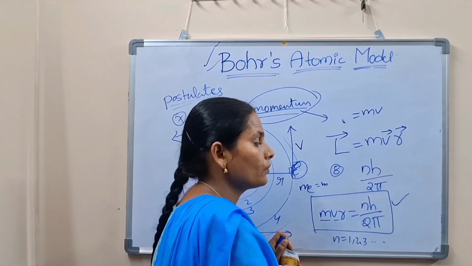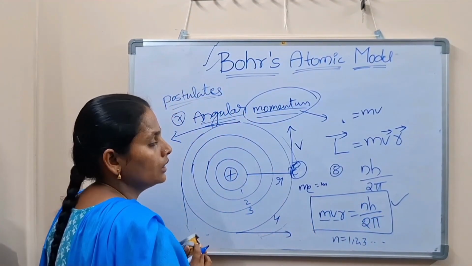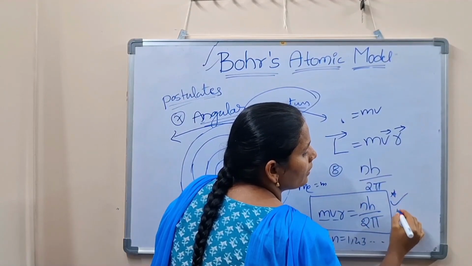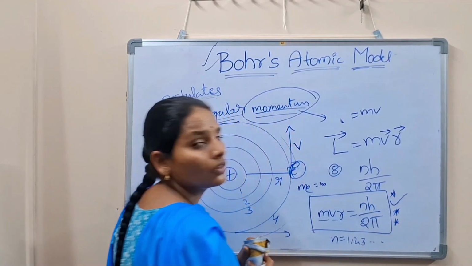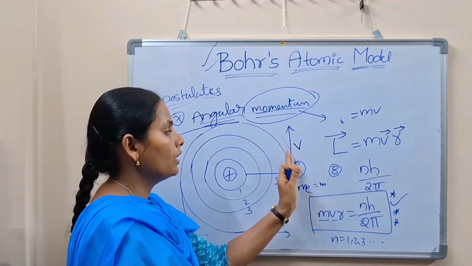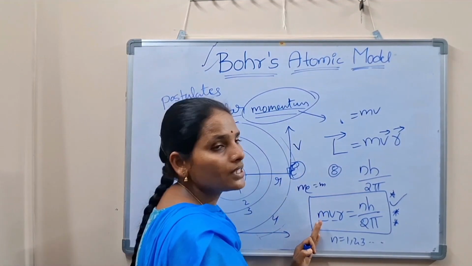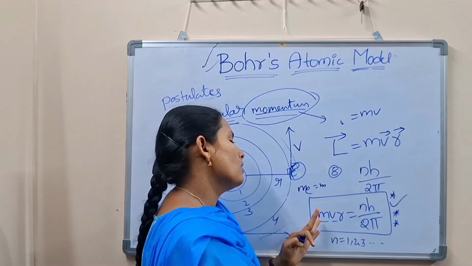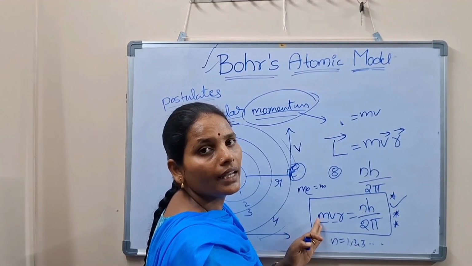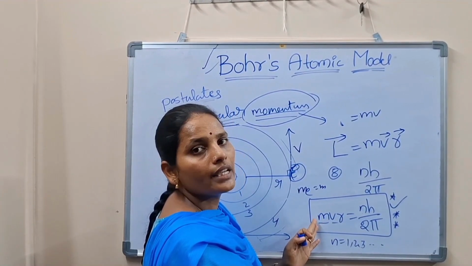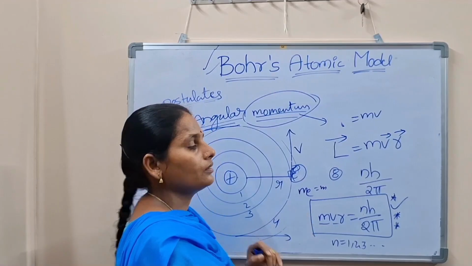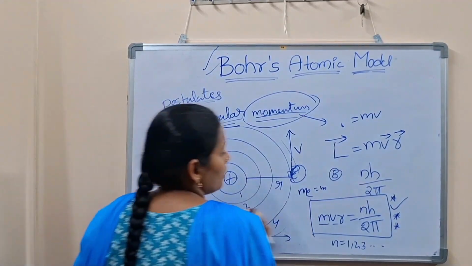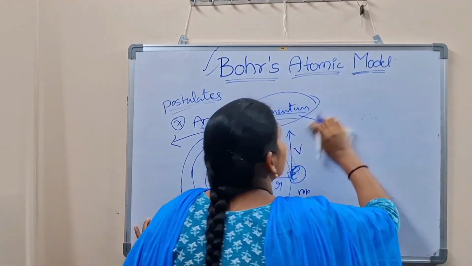Coming to the next point. Remember, this is the main equation regarding electron revolution. From this equation we can find the velocity, radius, potential energy, kinetic energy and total energy also. This is the main equation. Remember this one.